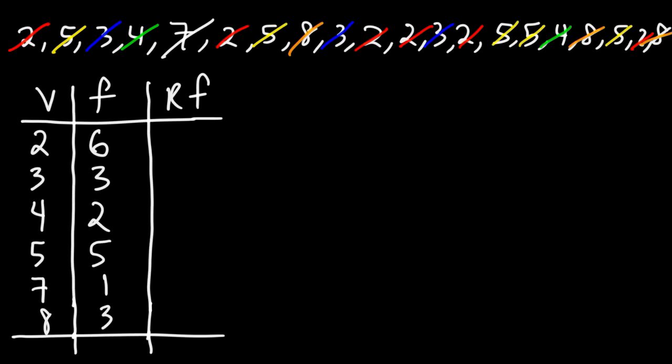Our next step is to take the sum of the frequency column. 6 plus 3 is 9, plus 2, that's 11, plus 5 is 16, plus 1 is 17, and then plus 3 is 20. Now to calculate the relative frequency, take the frequency and divide it by the total frequency. So 6 divided by 20. If you type this in your calculator, you should get 0.30.